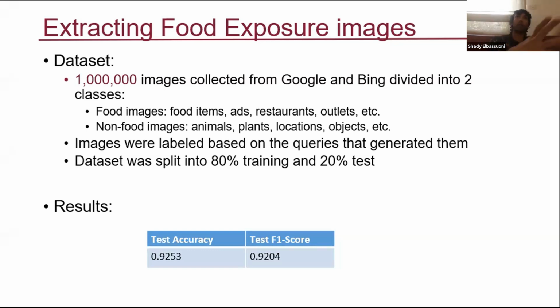And we trained a machine learning model on the training subset of this data set and then evaluated on the test data. As you can see, we achieved a test accuracy of around 92%, which means that the model that we trained was not successful only 8% of the times in differentiating between a food image and a non-food image.